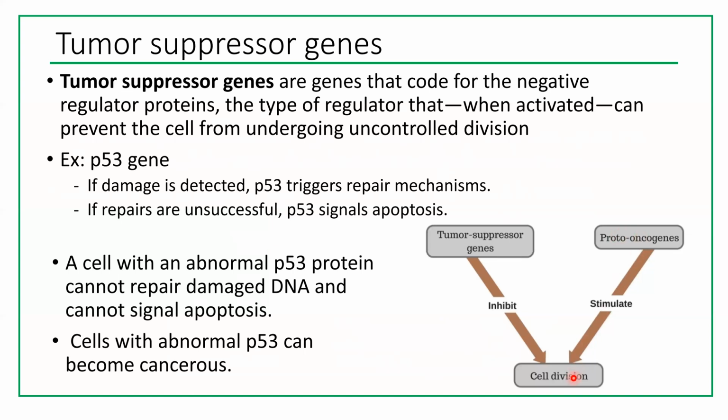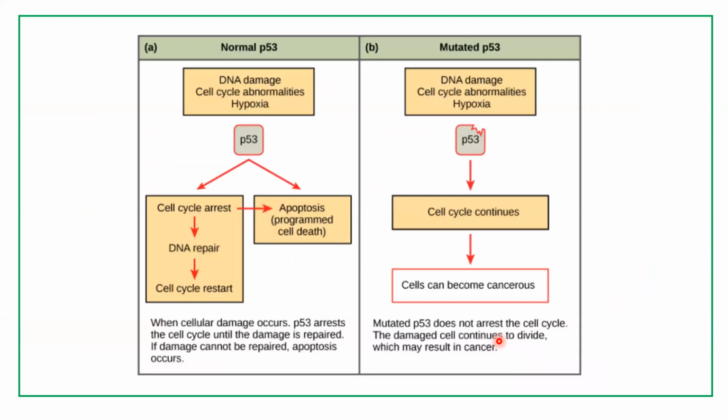So here's the cell division. Proto-oncogenes stimulate cell division, and tumor suppressor genes inhibit cell division. So when those genes are not mutated, people are safe, right? Because we do need cells to divide, and we do need to inhibit unwanted division. The problem happens when mutation occurs in these genes. If mutation occurs in proto-oncogenes, they stimulate cell division. And when mutation happens in tumor suppressor genes, there is no inhibition, right?